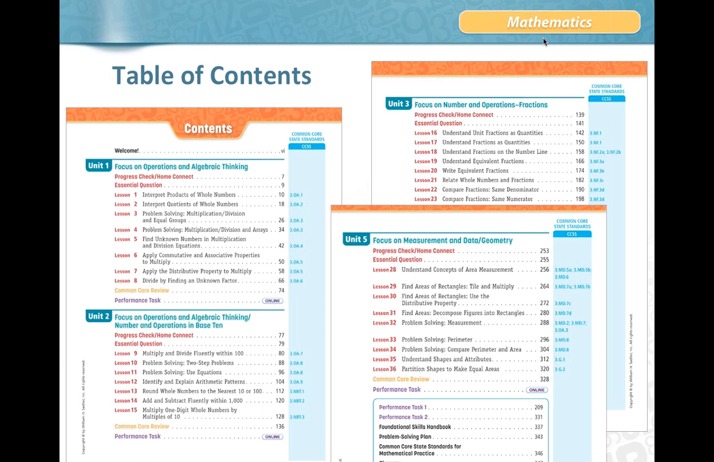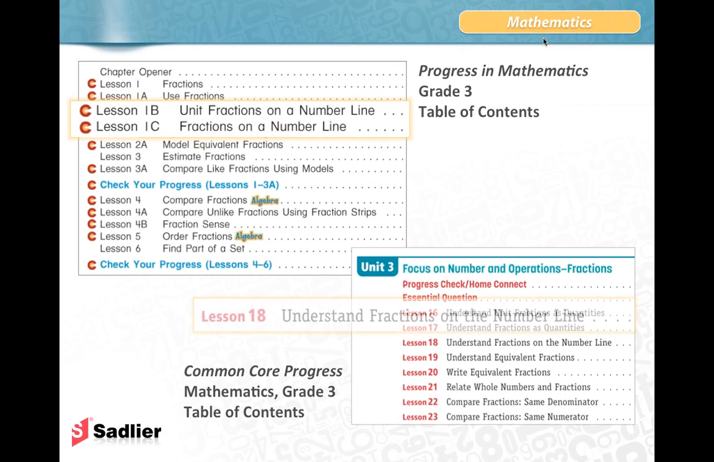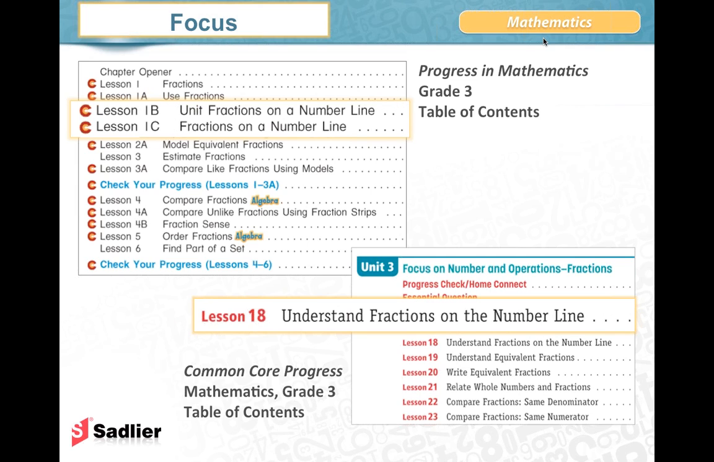So as I mentioned earlier, the table of contents. The table of contents is organized around the domains, and it addresses 100% of the Common Core state standards. I did mention that one way you could use this program is in conjunction with a basal or core program. So up at the top left-hand corner is a table of contents from our Progress in Mathematics, Sadlier's core basal program, Progress in Mathematics, grade 3.